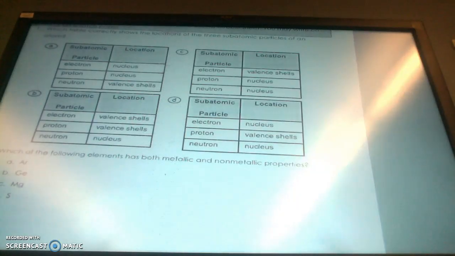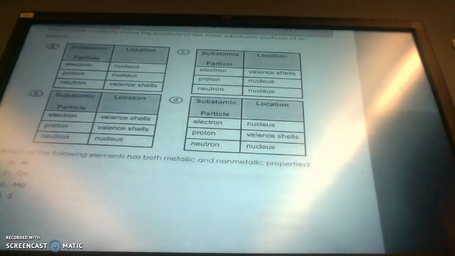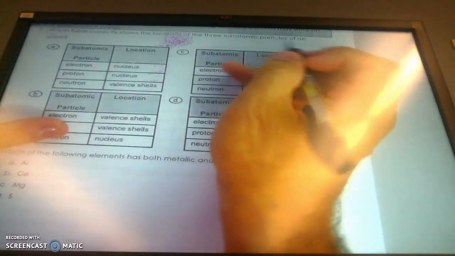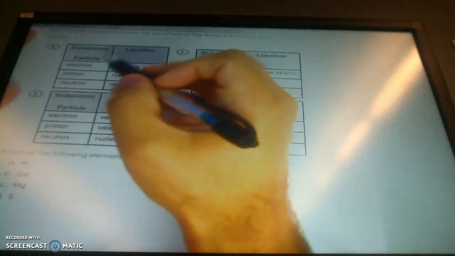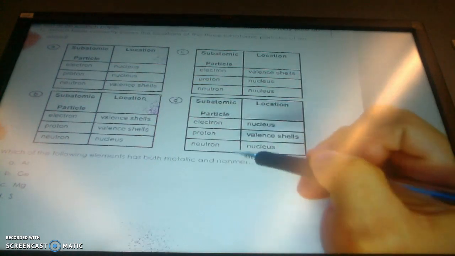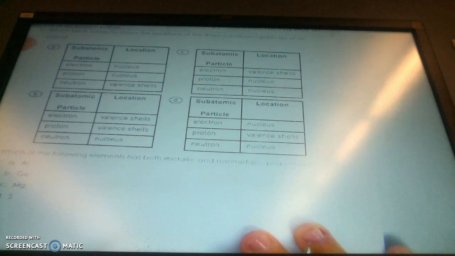Alright, so for number one, the first thing I would do is read the question. Which table correctly shows the locations of the three subatomic particles in an atom? I'm looking at the choices. I see the three subatomic particles in all three choices are electron, proton, and neutron. And then I see my options for location are valence shell and the nucleus.